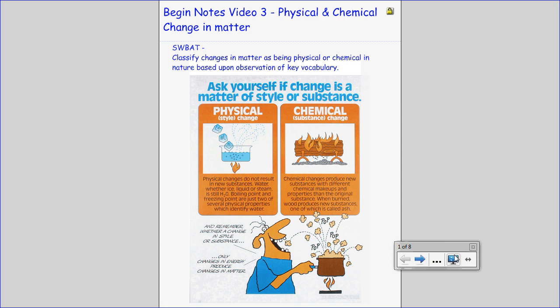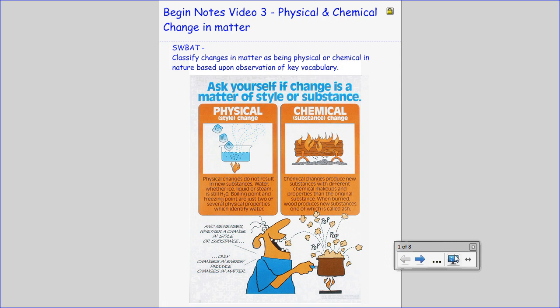So you're always going to be asking yourself if a change is a matter of style or substance. A physical change is like a style change. You turn an ice cube from solid water, you melt it, it turns into liquid water, and you heat it up some more, it turns into steam. It's still water that we're talking about. The molecules themselves didn't change. They've only changed the phase or the style that they're in.